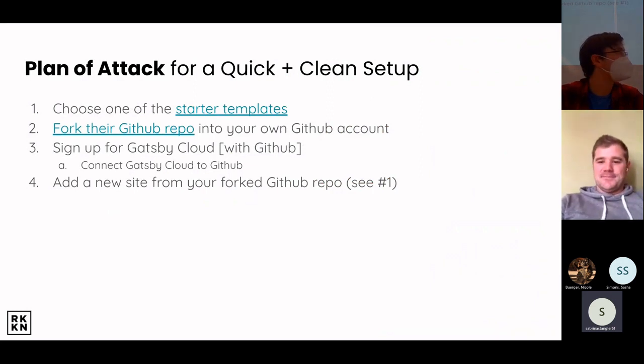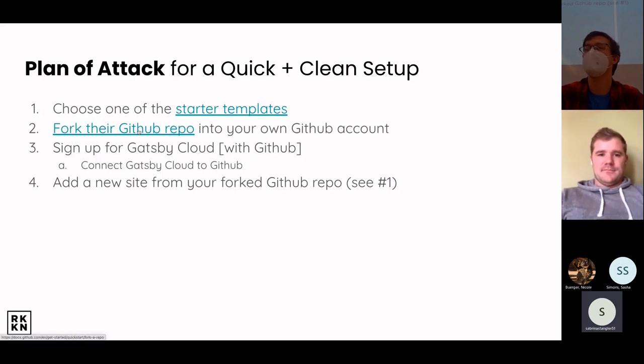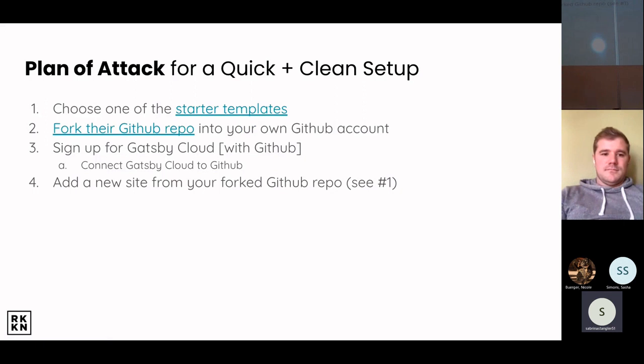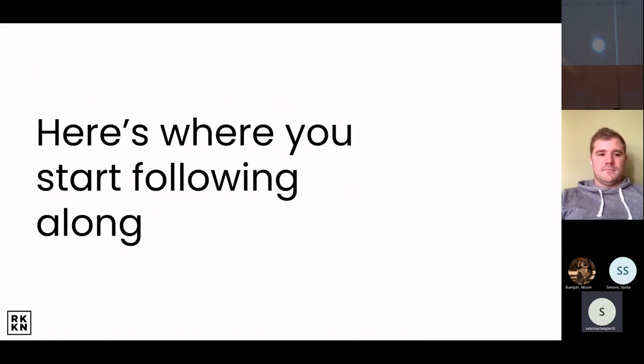So assuming everybody has this slideshow open, you'll pick one of these starter templates. Then I'll get into this, you don't have to worry about clicking all these links right now, but we're going to fork one of the templates into our own GitHub accounts. Then we're all going to sign up for Gatsby Cloud with our GitHub account and then add a new site on Gatsby Cloud. And as I said, it's truly that simple.